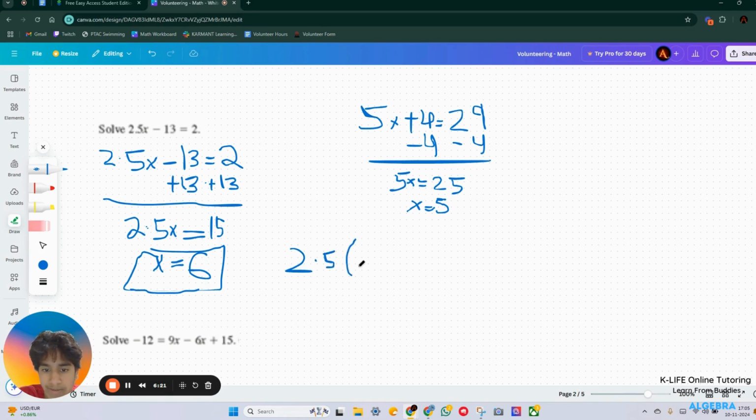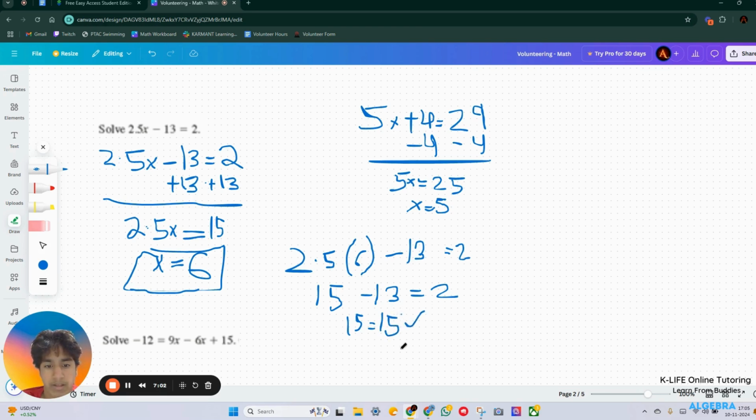So you could do 2.5 times 6 minus 13 equals 2. 2.5 times 6 is, we just did that, 15. You can also use a calculator if you want, but I would say just do it on a piece of paper, because then it gets registered in your mind. So bring that 13 to this side, so we do that plus 13. I'm just not going to show it to you right now, but that's what I'm trying to do. So 15 equals 15. So that's correct.